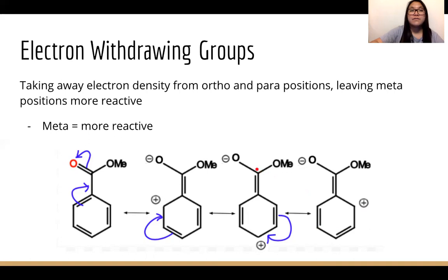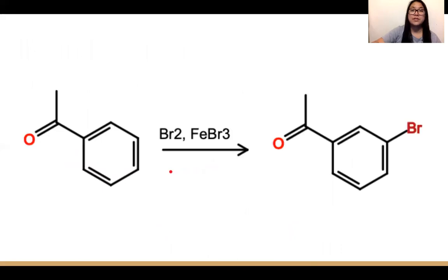So if you have an aromatic ring with an electron withdrawing group on it, the reaction is going to go through and result in the meta-substituted product. So let's look at another example with an EWG.